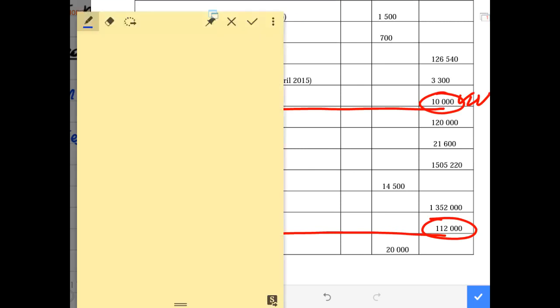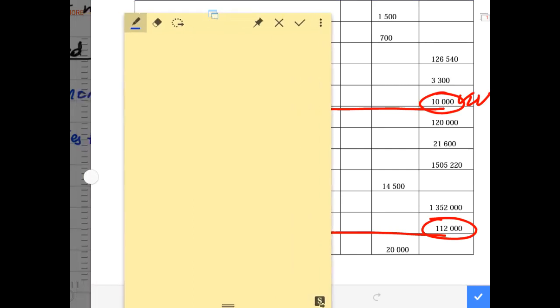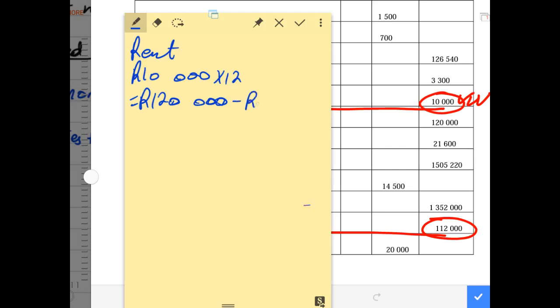So we say, okay, we have a rent, and the rent is 10,000 rands. If we multiply that by 12, it will give us rent for the year, and rent for the year will be 120,000 rands. It means in a full year we must receive 120,000 rands. However, there was 10,000 that was received last year.